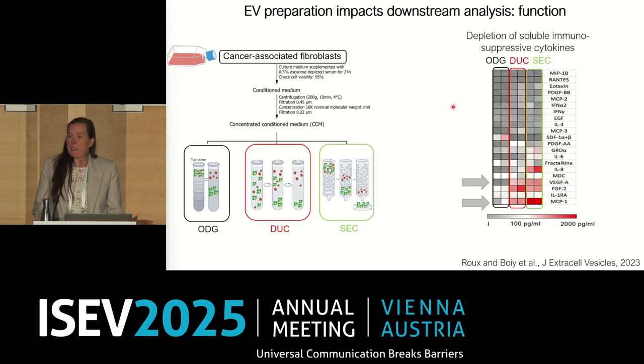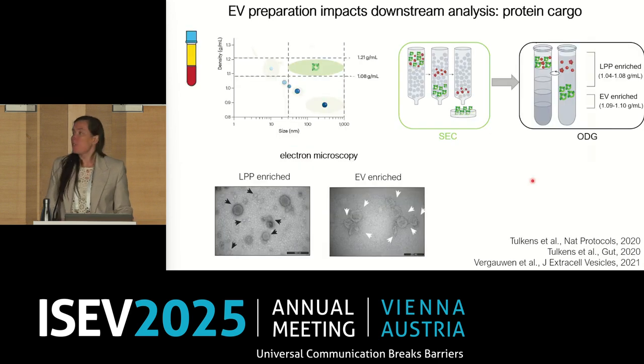Looking more into depth for explaining this observation, we actually observed that it was the density-based method that was able to efficiently deplete soluble immune suppressive cytokines that were still present in the preparation obtained with differential ultracentrifugation and size exclusion chromatography. So again, the experimental setup will here decide on the functional effect of the preparation that you obtained. Now this is even for very simple biofluid sources, cell culture supernatant, but what if we look more into depth into a complex biofluid such as blood plasma?